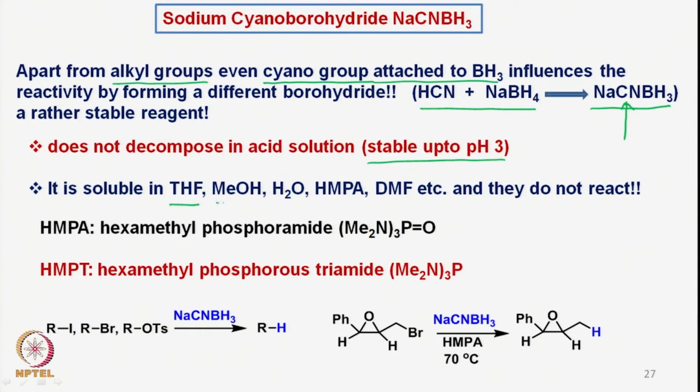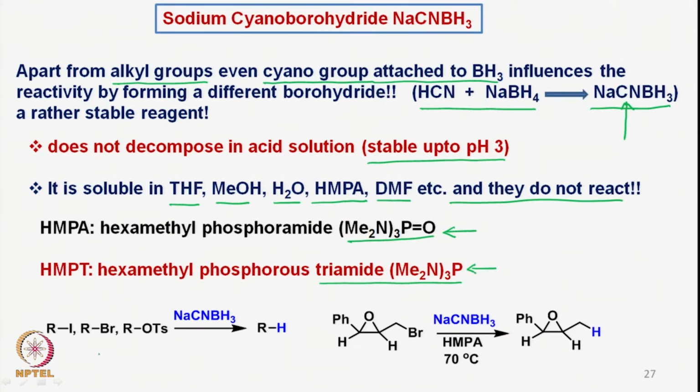It is also soluble in THF, methanol, water, HMPA, that is hexamethylphosphoramide, and DMF, that is dimethylformamide, and it does not react with these solvents. Now just for comparison, this is a phosphoramide and this is a phosphorus triamide, but this one is more used as a solvent and the other is used as a kind of phosphine in comparison to triphenylphosphine or trialkylphosphine.